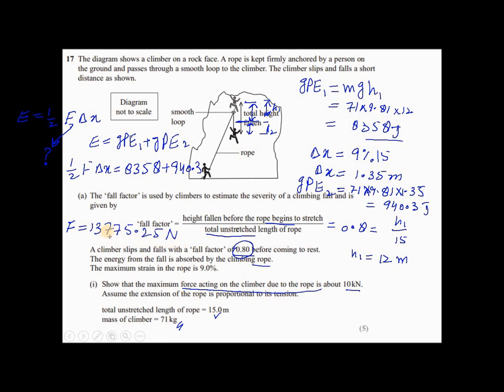So that's how you can say it. So around 13.7 thousand. If you wish, you can say 13.7 thousand or 1.4 times 10 to the 4. So it is around 13,000, which is about 10,000 Newton. That's the answer.